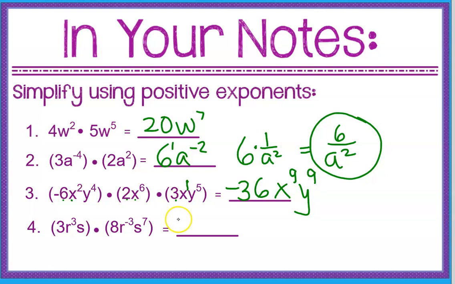Number 4, 3 times 8 is 24. I have 3 s's and r to the 3rd and r to the negative 3rd, which would be r to the 0. Remember what happens if you have anything to the 0 power? That's right, it's a 1. So 24 times 1 would still be 24, so I'm going to leave that r alone. Not write it at all. S to the 1st times S to the 7th would be S to the 8th. Pause the video if you need to spend a little time looking at these questions.